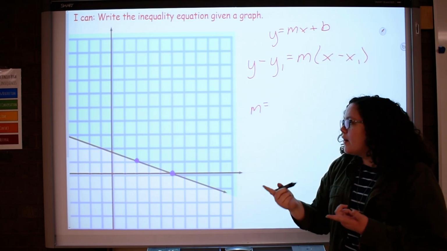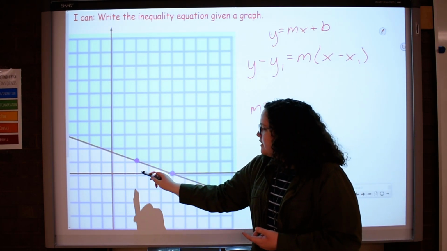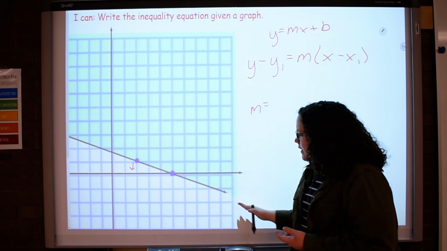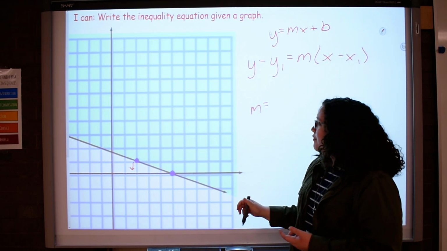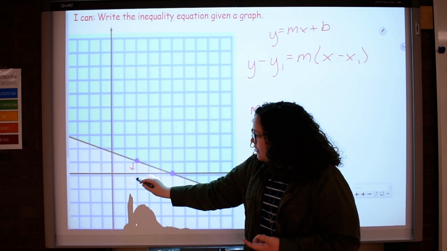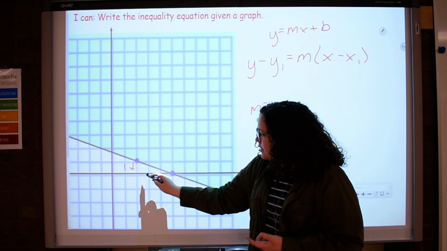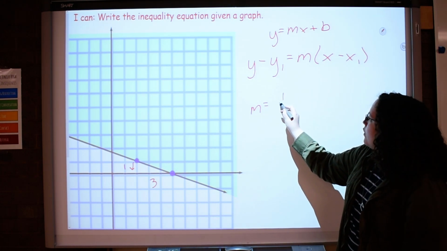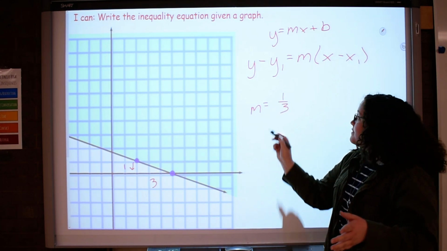M is going to be our rise over run. I've got 2 points. It looks like here we're going down, and that matches because our slope is going down, so we know it's going to be a negative. So we're going to go down 1, and then we've got 1, 2, 3 as our run. 1/3, but again, it's negative slope.